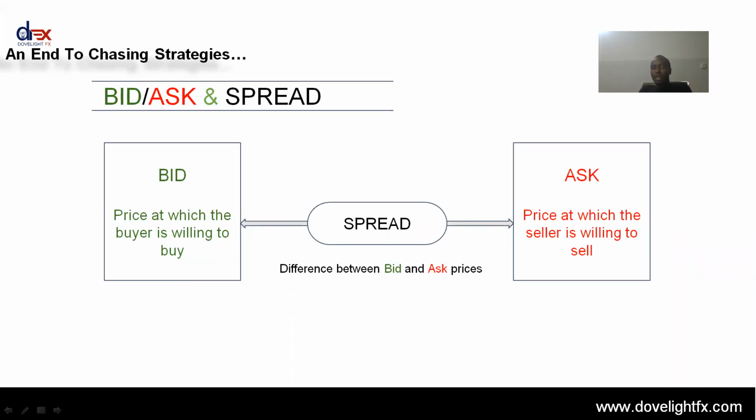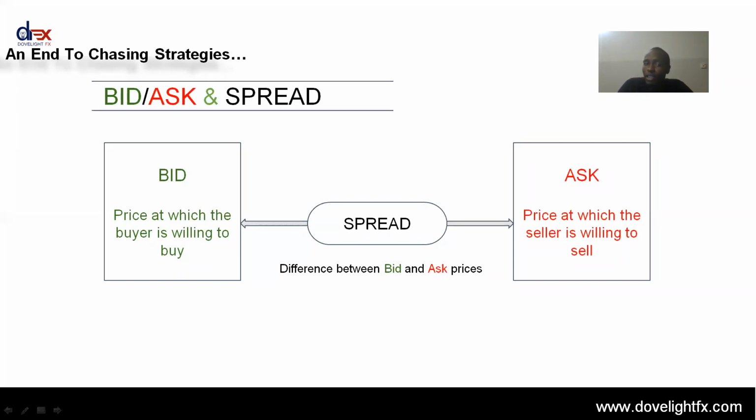So a bid, in layman's language, is simply the price at which the buyer is willing to buy. Bid is what? The price at which the buyer is willing to buy. So me and you are now the buyers. We want to buy certain units of a currency pair. Now, the bid is the price at which I, the buyer, am willing to buy that currency pair. The ask is the price at which the seller is willing to sell.